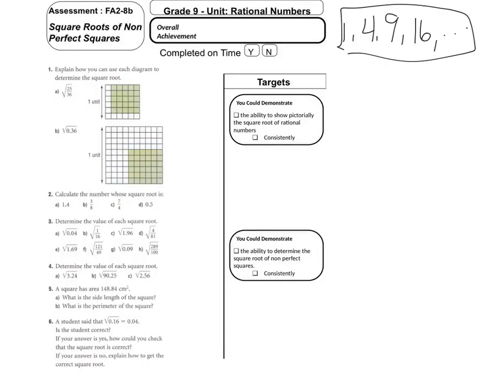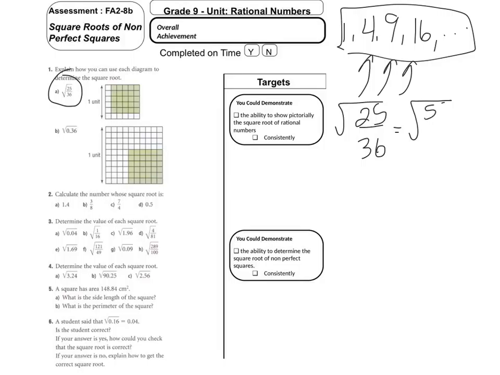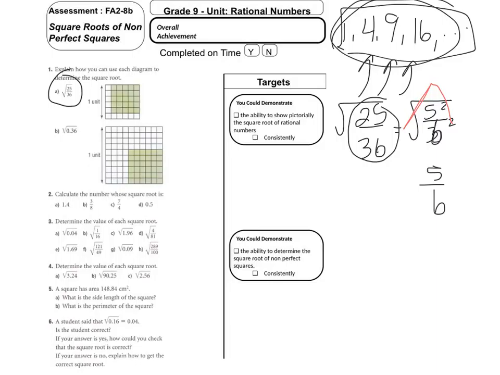Now remember, when we're looking for non-perfect squares, we're also going to be using these numbers. If you look here, the square root of 25 over 36, we're going to write that as the square root of 5 squared divided by 6 squared. We also know that the square root cancels a square, so your answer is 5 over 6. So this is considered not a perfect square, but we are using the perfect squares in here to get our answer. So try to keep that in mind when you're doing the worksheet.